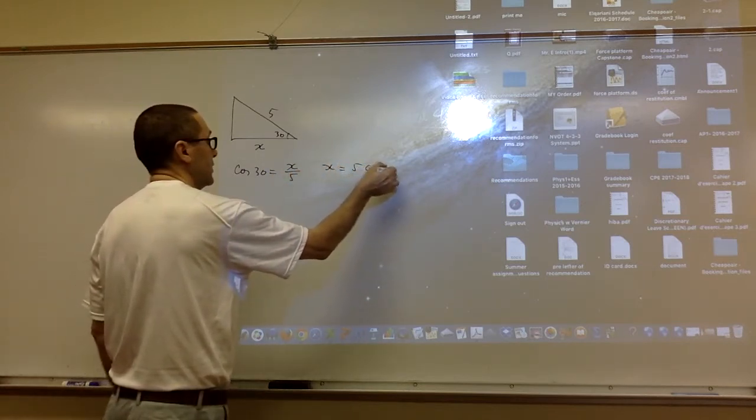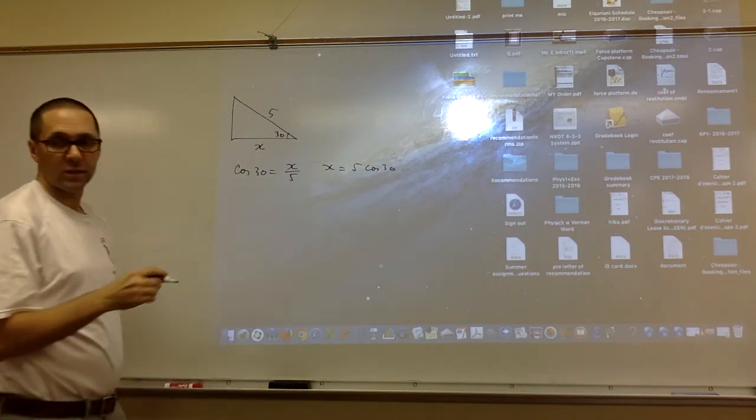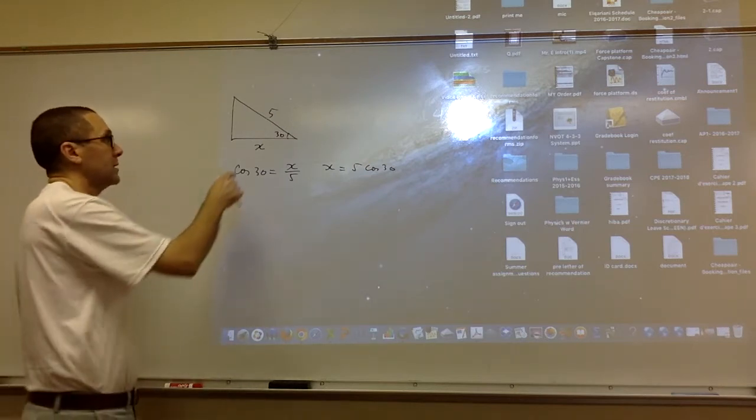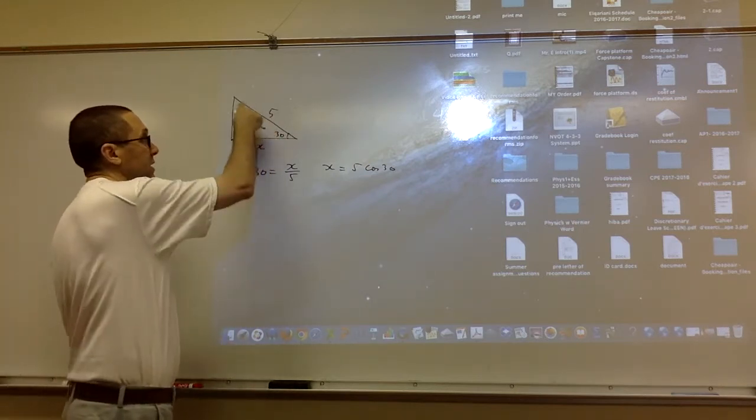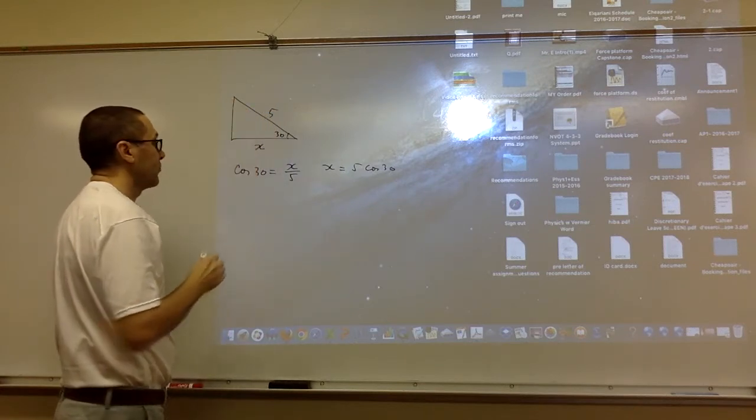So x is 5 cosine of 30. One way of knowing that at least you're on the right track is that x has to be less than 5. This is the hypotenuse, so it has to be the longest side.